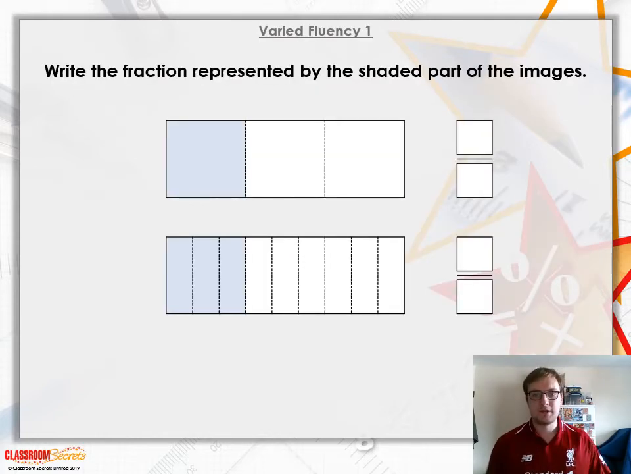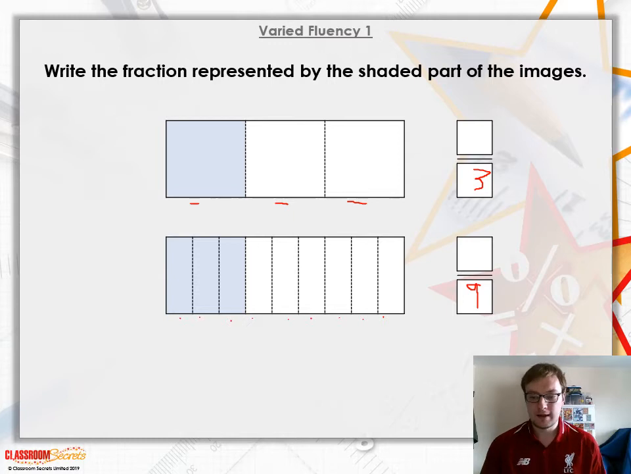And for our first question today, we need to write the fraction represented by the shaded parts of the images. First of all, it's really easy to work out your denominator, so that's your bottom number. All we need to do is count the whole of this shape here. So we've got one bit there, 2, 3. So our denominator for the first one would be 3. And for our bottom shape down here, we've got 1, 2, 3, 4, 5, 6, 7, 8, 9. So we've got 9 here.